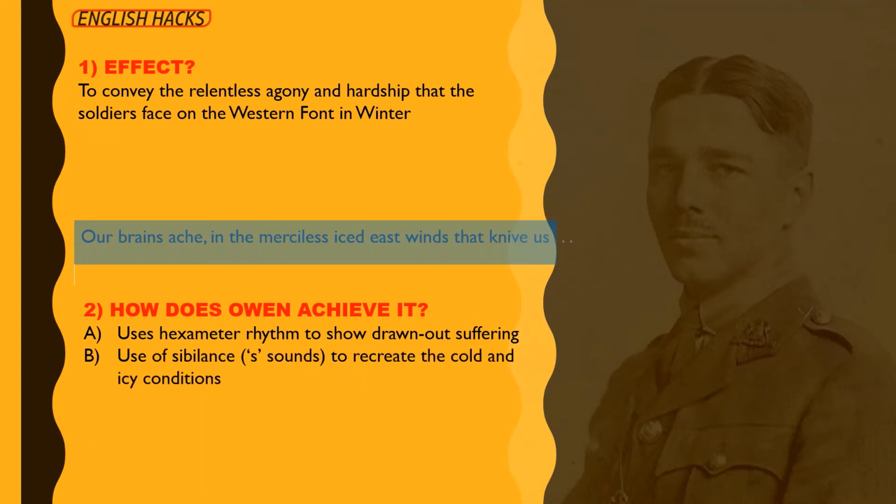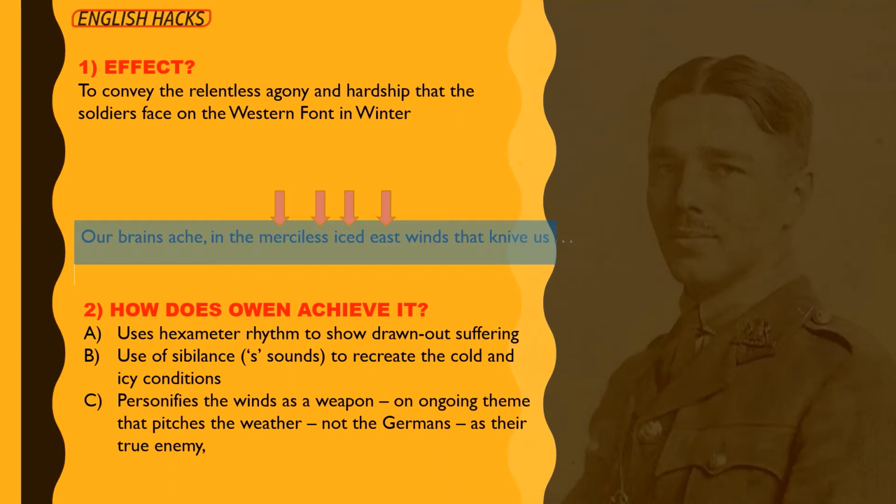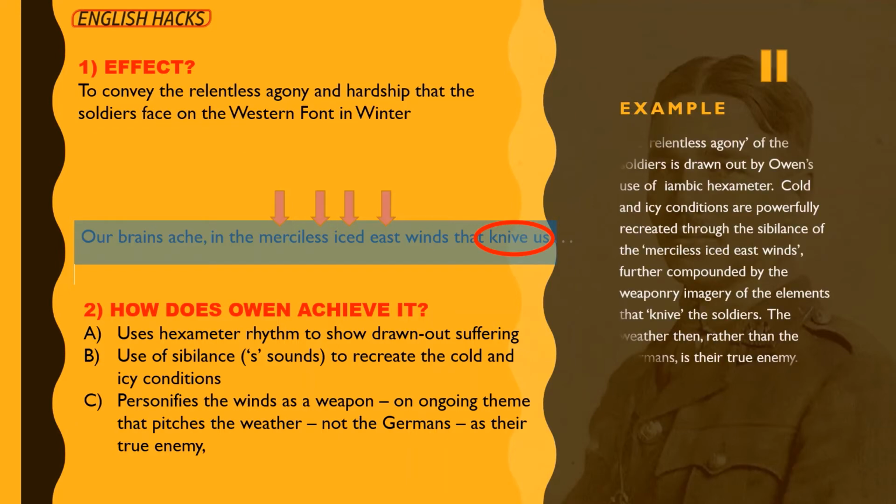He also uses sibilants on the S sounds, and there are 4 of them in close succession here, "merciless ice east winds", which creates a sense of the cold and icy conditions. And finally, he uses personification. The wind becomes a knife, an ongoing theme that pitches the weather, not the Germans, as their true enemy. So, if you pause the video and have a read of an example of how that point would look written up, here we go.